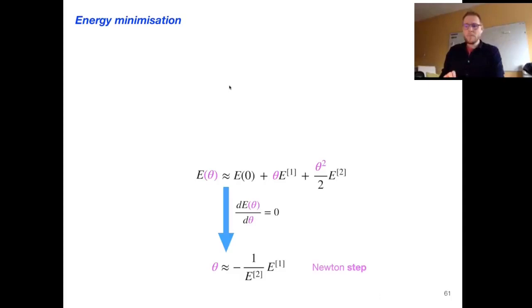So what is that? Well, it says that you started from some orbitals and then you wonder how much you should rotate them. Well, the answer is just under your eyes. If you know the gradient and the Hessian, you can make a first rotation.